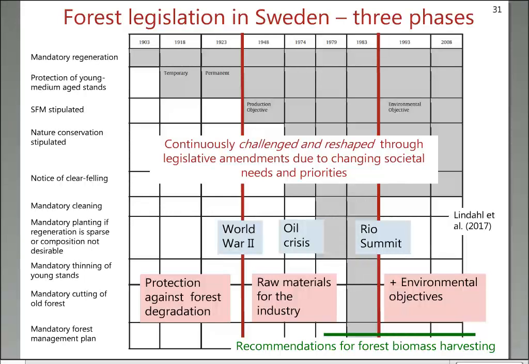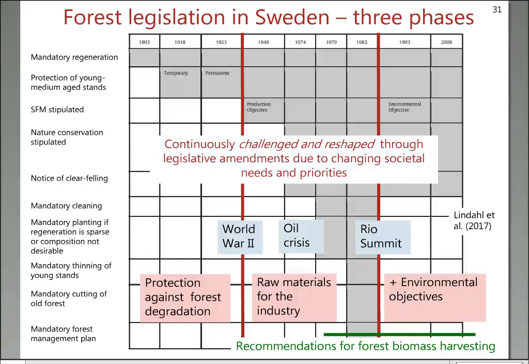There should be a notice of clear filling, mandatory cleaning of the stands, mandatory planting if regeneration is sparse, mandatory thinning, mandatory cutting of old forests, and also a mandatory forest management plan. So some requirements really to speed up the production of wood for the industry.